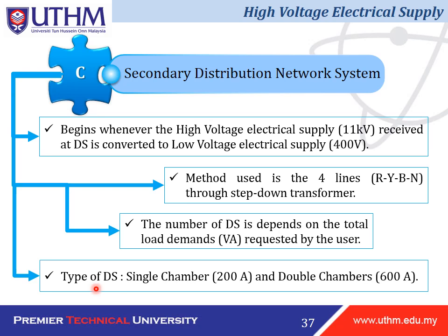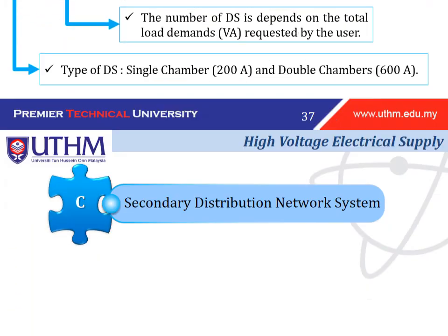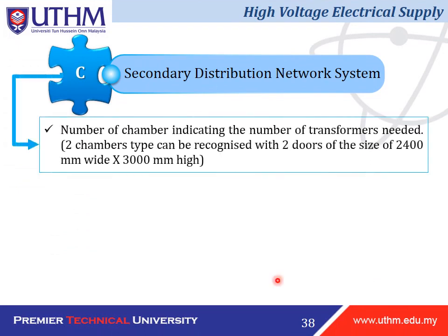The types of distribution substation can be single, and then the number of chambers indicates the number of transformers needed. If the two chamber type is used, it can be recognized by two doors of the size of 2400 mm wide times 300 mm height.